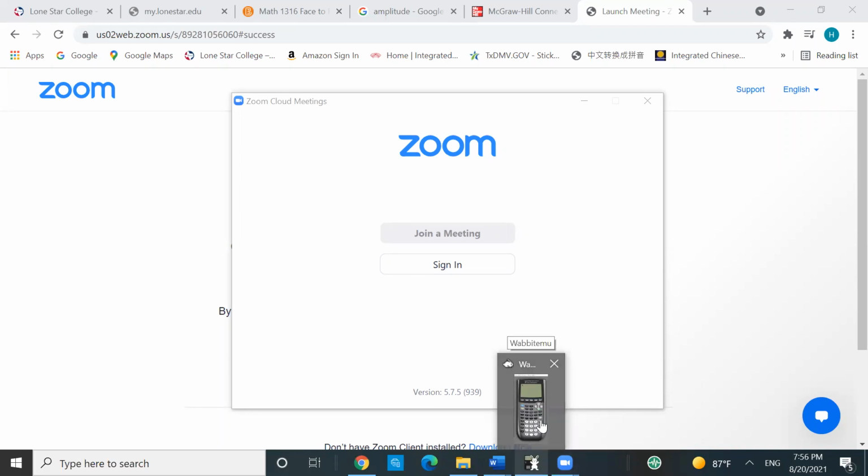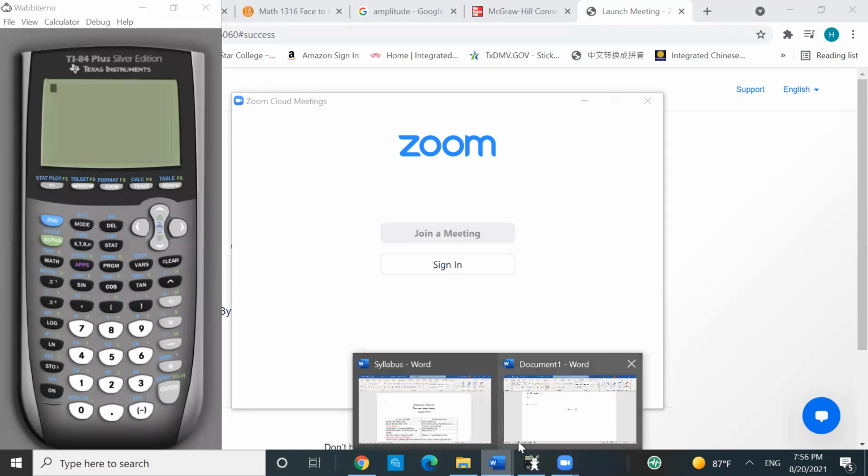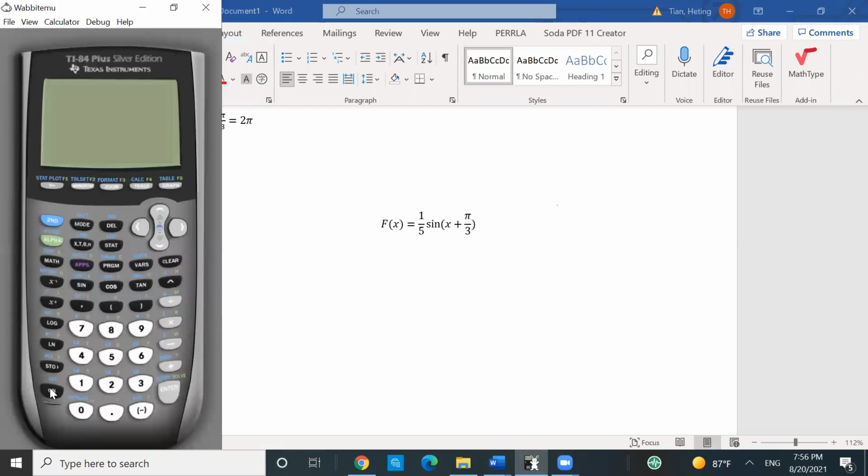In this video, I will show you how to use the TI-84 to plot the sine and cosine functions. So turn on your TI-84. Sometimes if you click something and you don't know how to quit it, just click 2nd Mode. It shows you Quit, so you will quit.